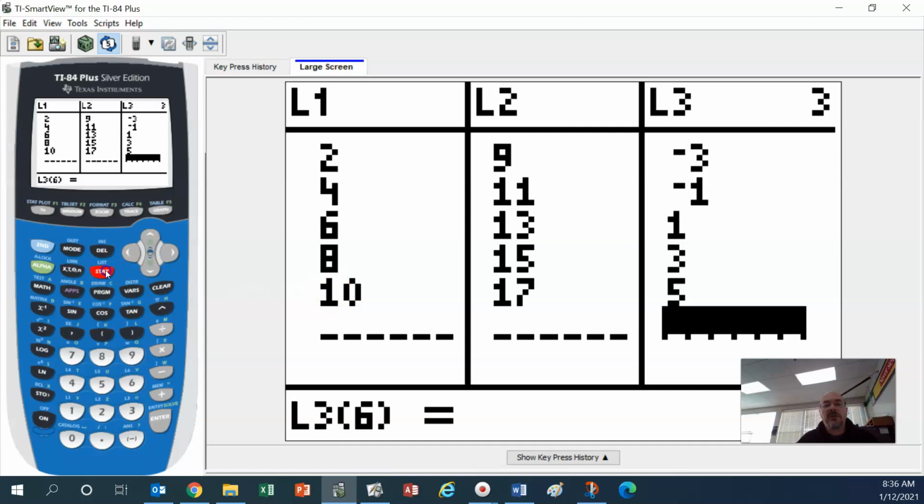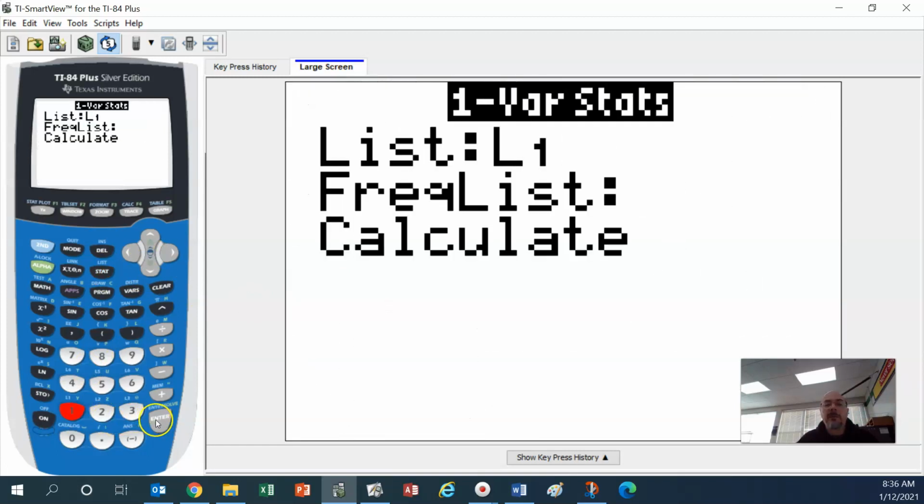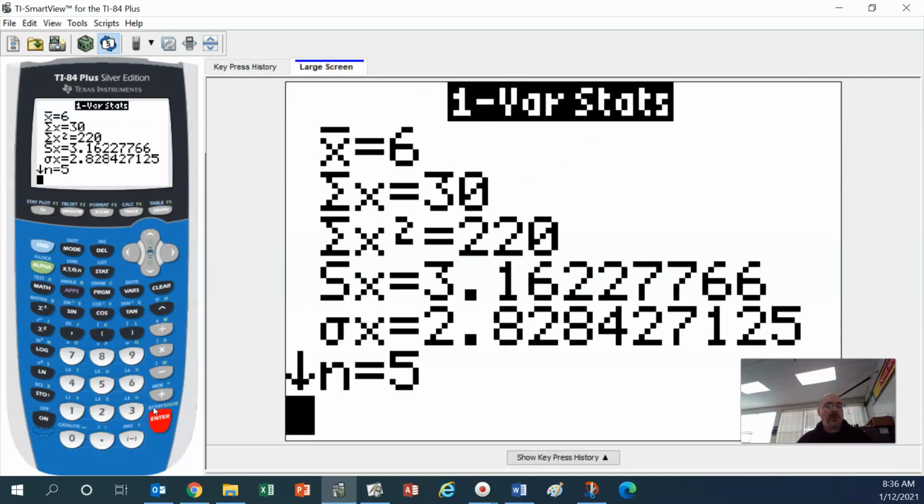So I'm going to go ahead and do the stat, calculate number 1. When I do that, it's going to give me the mean. So we can see right here the mean is 6. Okay, the standard deviation, ladies and gentlemen, we're going to use the sigma x. So we're saying that we know the population standard deviation. So the standard deviation is 2.82. All right, so I'm going to write those down.